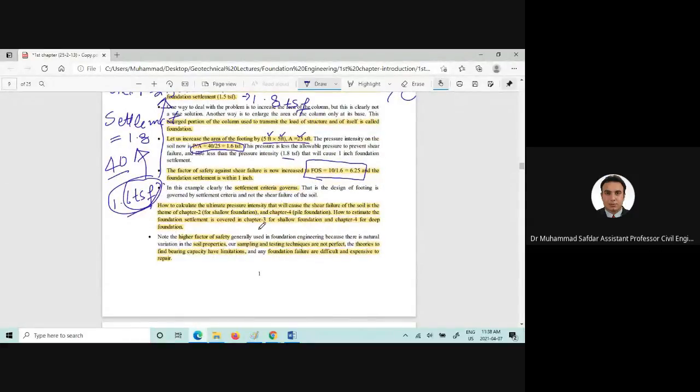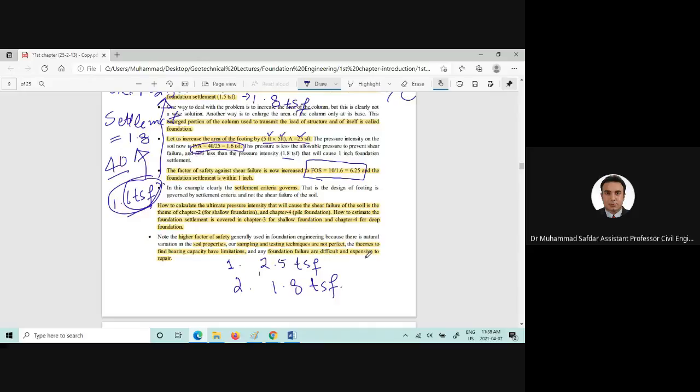Now, one more thing which we need to consider, that for the shear failure criteria, the allowable pressure intensity is 2.5 ton per square feet. And for the settlement criteria, it is 1.8 ton per square feet. So which one is the governing criteria?